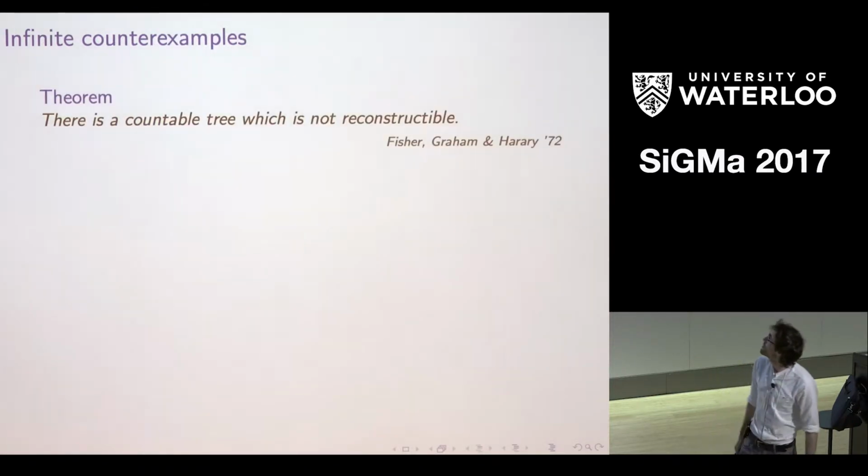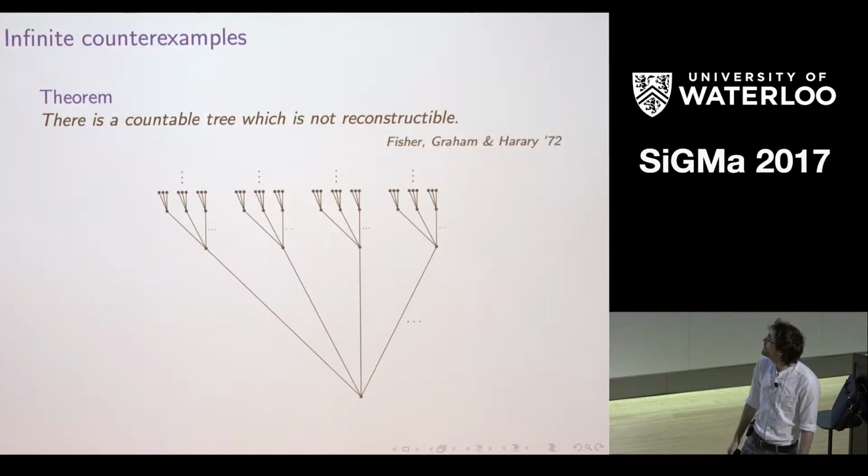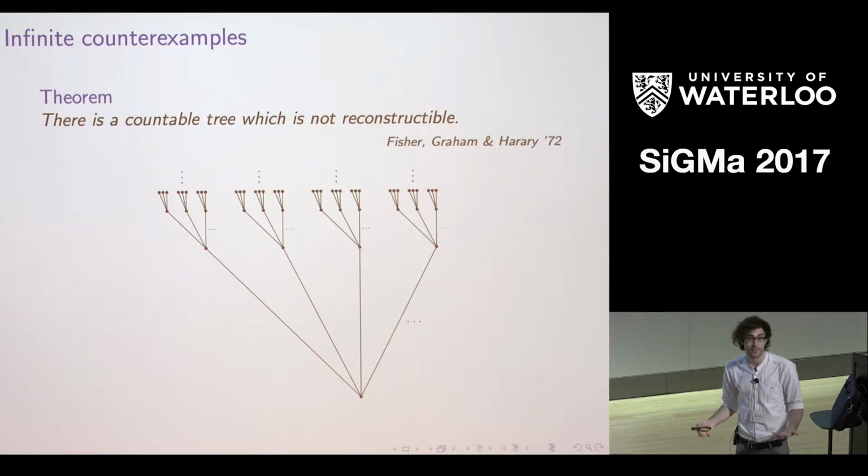Fisher, Graham, and Harary gave a particularly simple example of a countable tree which is not reconstructible. It's so simple that I'll show you the example here. This is a tree which is regular. Every vertex has the same degree, and every vertex has countable degree. So here each vertex has countably many neighbors coming out. Because this tree is regular, it's going to be vertex transitive. Every vertex looks like every other vertex.